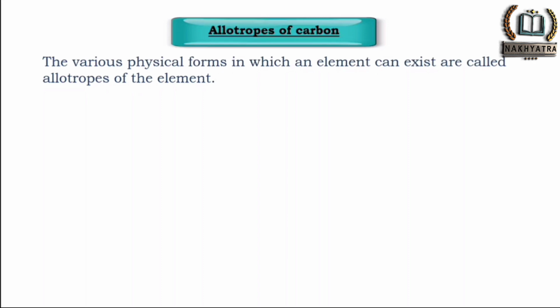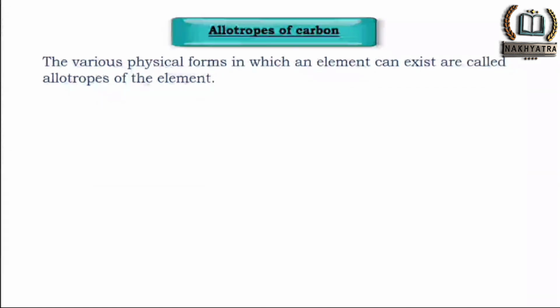Now see the allotropes of carbon, but before that see the definition of allotrope. The various physical forms in which an element can exist are called allotropes of the element. The various existing forms of an element are bonded to each other in a different manner and have identical chemical properties, but they have different physical properties. So they are called the allotropes of the element.